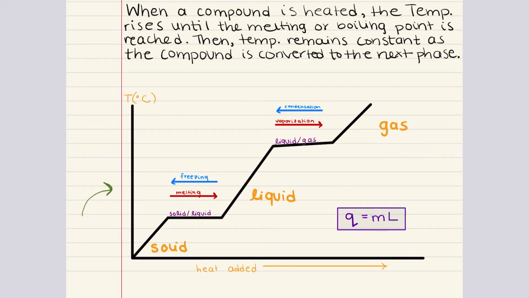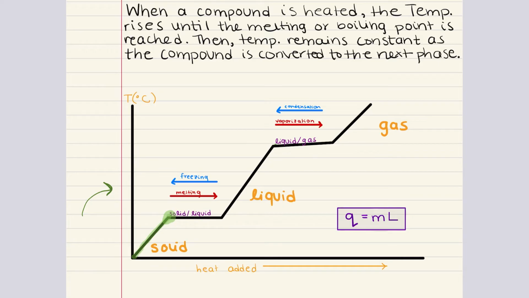A heating curve graphically represents how the temperature of a substance changes as heat is added. And this is really important for understanding phase changes and the energy that's required for these transformations. So when you have a compound that's heated, its temperature increases until it reaches a phase change point, such as the melting or boiling point.